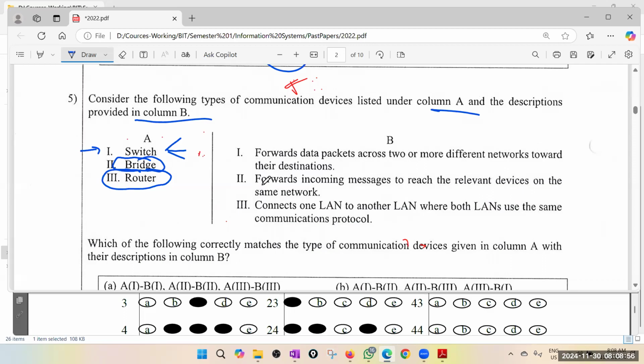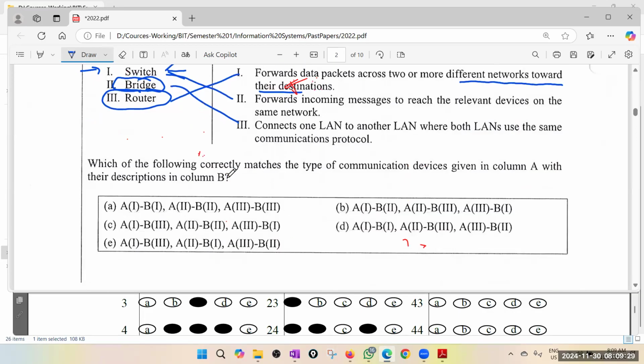I explained one by one, layer by layer, OSI architecture under computer systems. Forwards data packets across two or more different networks towards their destination, that is a router. Forward incoming message to reach the relevant device, that is switching. Connects one LAN to another LAN where both LANs use the same communication protocol. So that is similar networks, a bridge. So the answer is 3, 1, 1, 2, 2, 3.